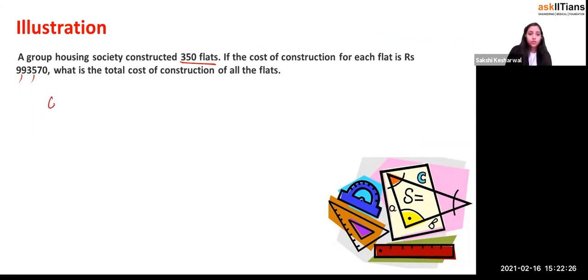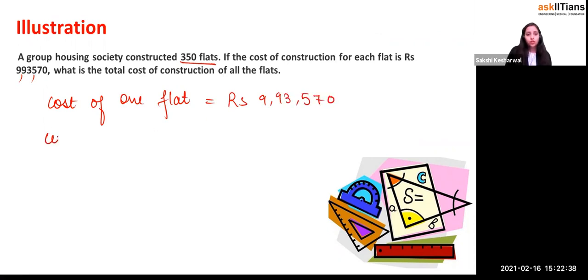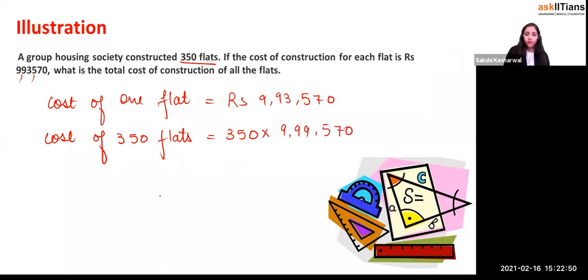Right. So cost of one flat is how much, beta? Cost of one flat is equals to how much, beta? Rupees 9,93,570. Right. So the cost of 350 flats will be how much, beta? Flats will be equals to what? 350 into 9,93,570. Right. So you can do this question in various ways.